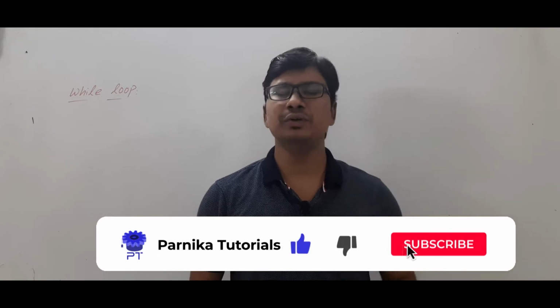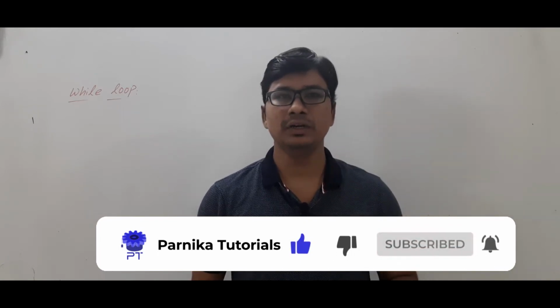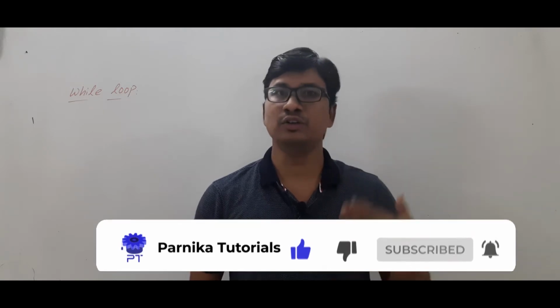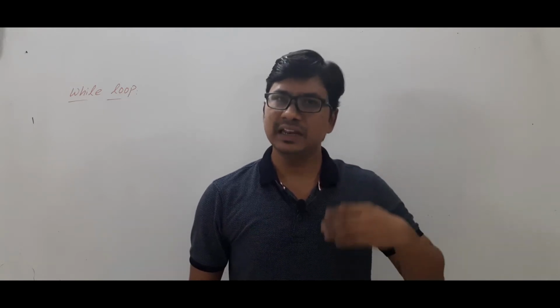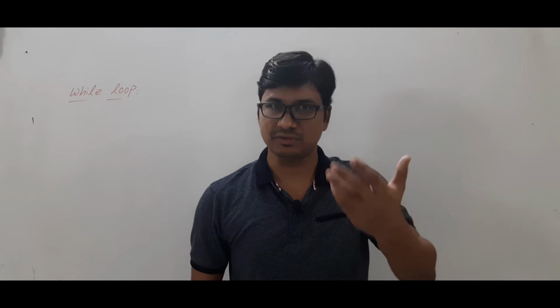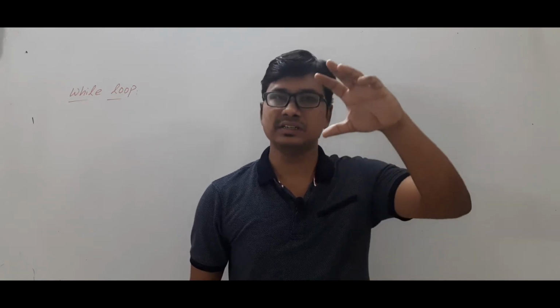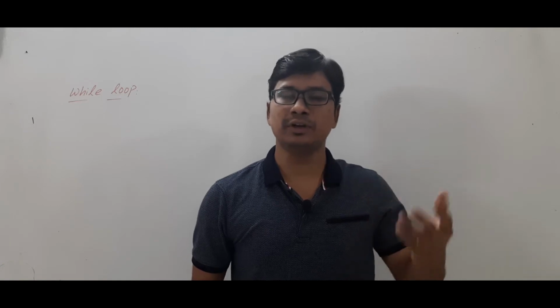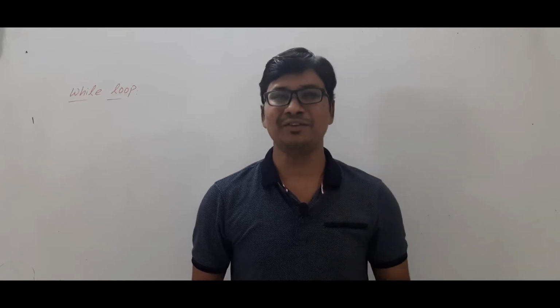In the last video, I discussed what a loop is and how many different types of loops there are in C language, such as for loop, while loop, and do while loop. Then I discussed the syntax of the for loop, the flowchart for the for loop, and then a C program related to the for loop. I hope you have watched that video.